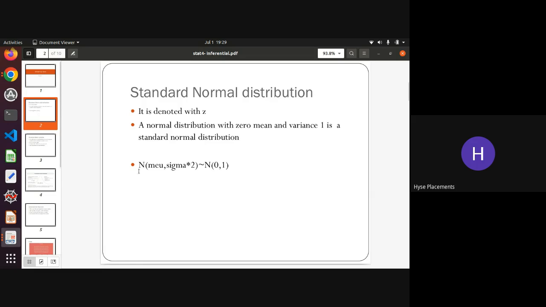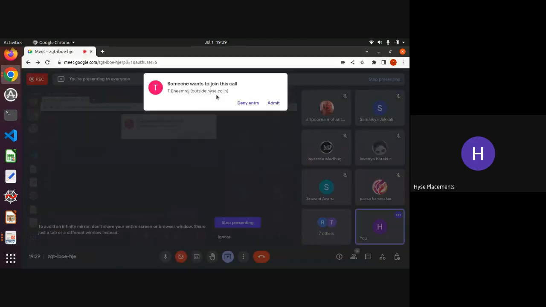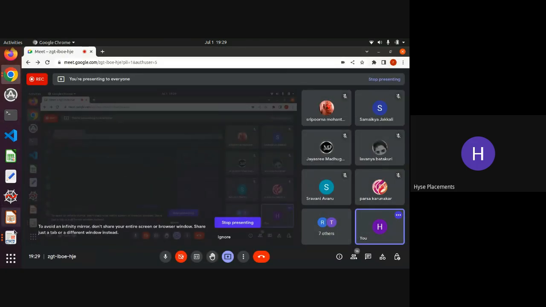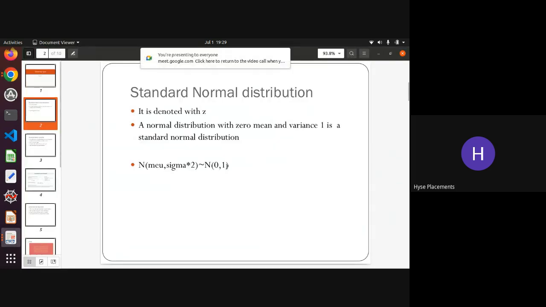See, a normal distribution with mean mu and variance sigma squared. You can use standard deviation also here, that's fine. Mu comma sigma squared becomes N of 0 comma 1, that is, the mean would be 0, and the variance or the standard deviation would be 1.